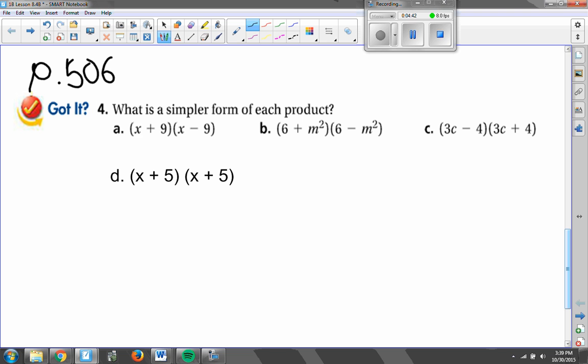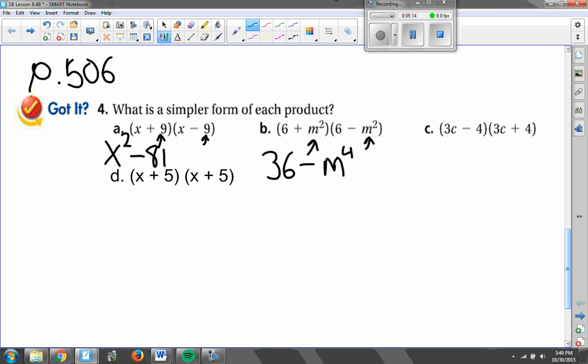Okay, letter A, I see the same number here and here. X is my first piece, so x squared minus 9 squared is 81. X squared minus 81. Part B, I see the same thing. M squared there and M squared there. A minus and a plus. So I'm going to do 6 squared is 36 minus m squared squared means m to the 4th.